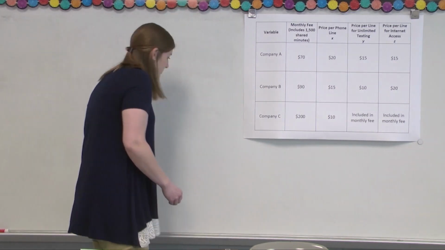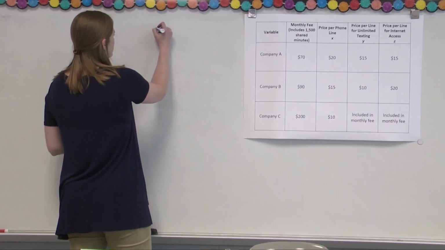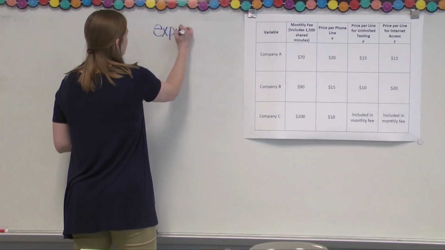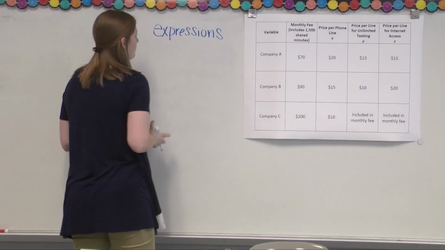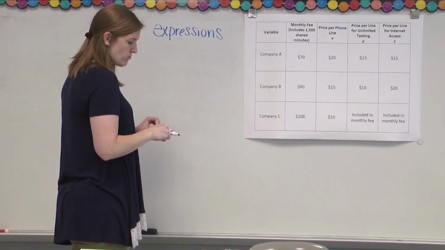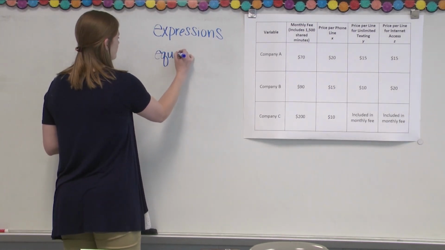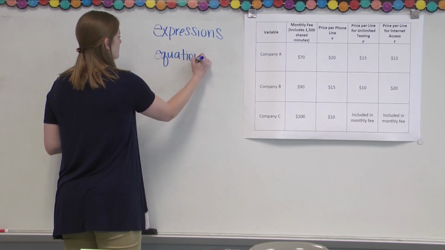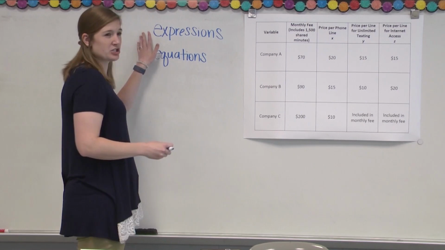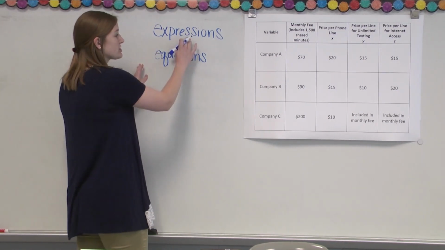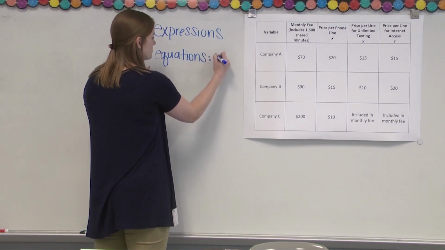So again, we're going to be recalling the difference between expressions and equations. So your first vocabulary word is expressions. And your second vocabulary word is equations. So recall that the main difference between an expression and an equation is that expressions do not have an equal sign, whereas equations do have an equal sign.